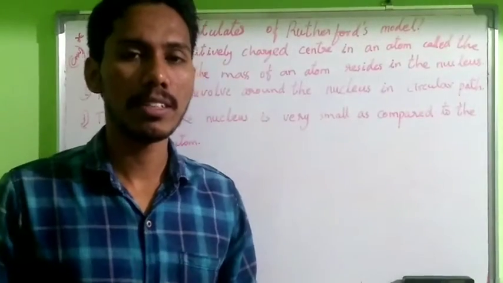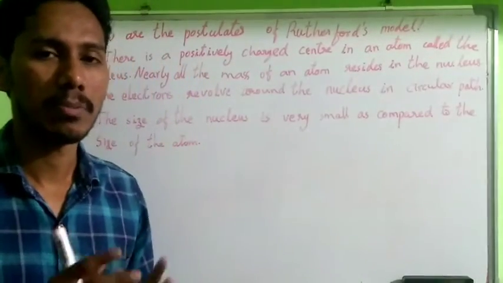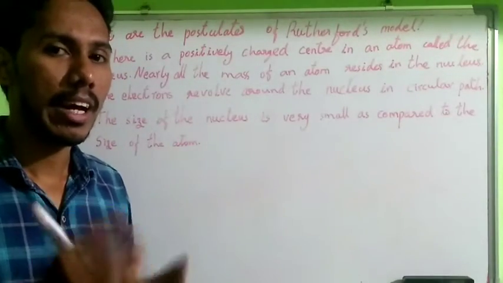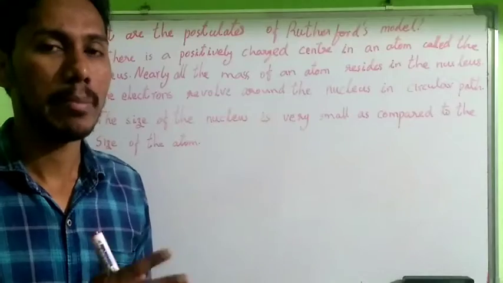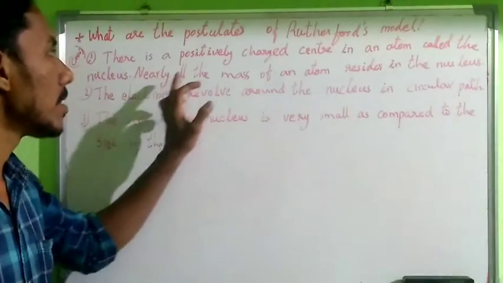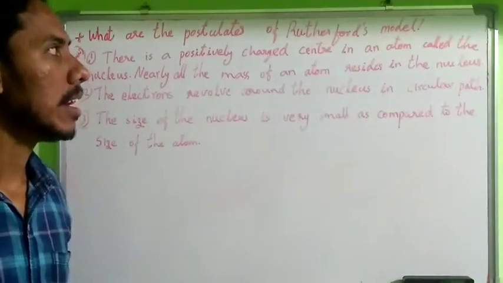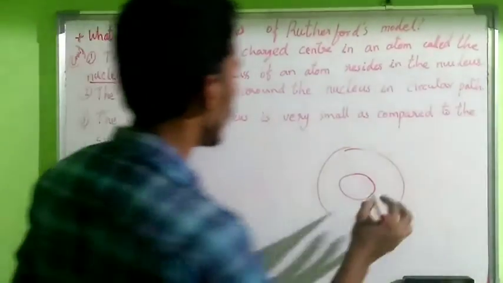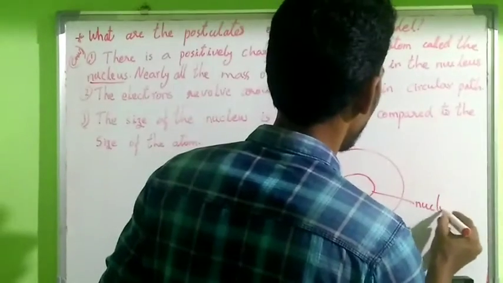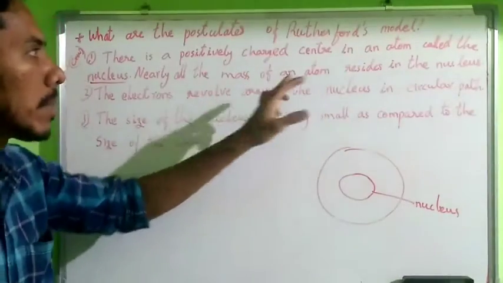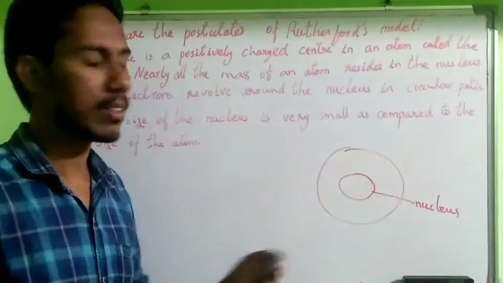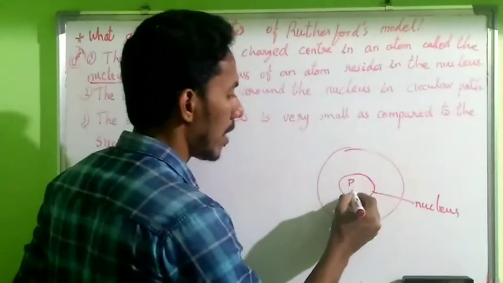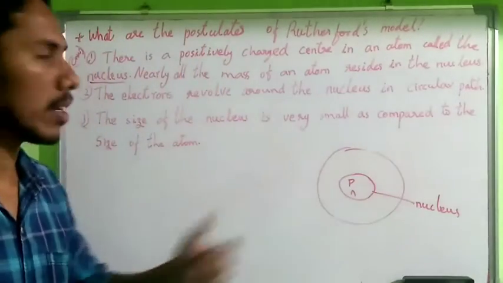Then what are the postulates made by Rutherford from his experiment? These are the postulates in which he explained his own view about the structure of an atom. There is a positively charged center in the atom called the nucleus. The central portion is called the nucleus. Nearly all the mass of an atom resides in the nucleus. The mass is concentrated inside it. So, the protons and neutrons are included in that nucleus.